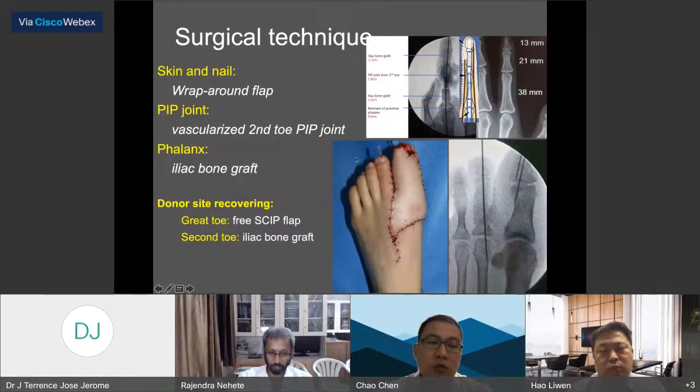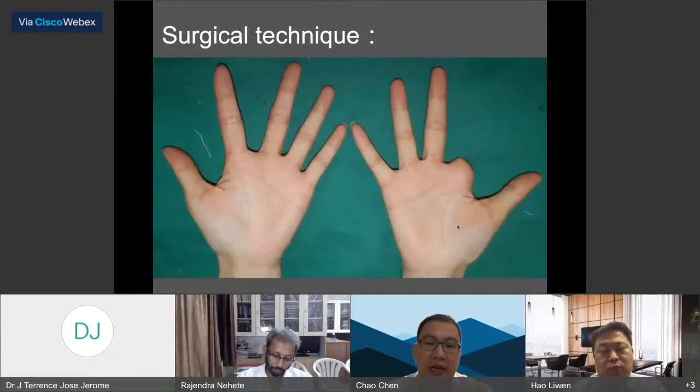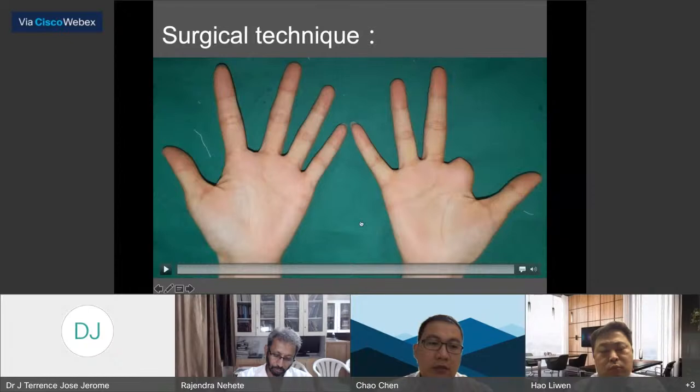And for donor site recovery, we mostly transfer a free skate flap to reconstruct the great toe and implant part of the iliac bone graft to reconstruct the bone defect in the second toe after the PIP joint is harvested. So I will show the technique through a video.